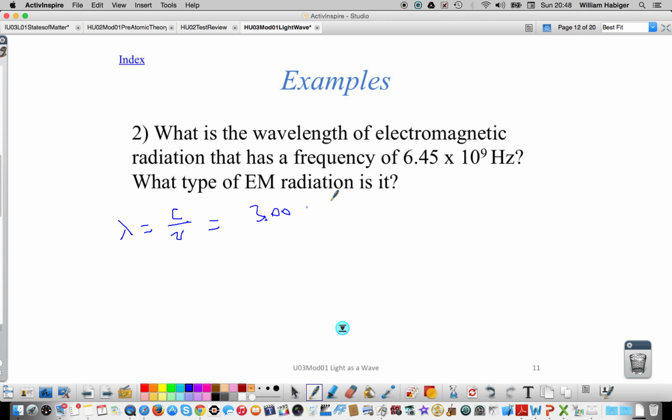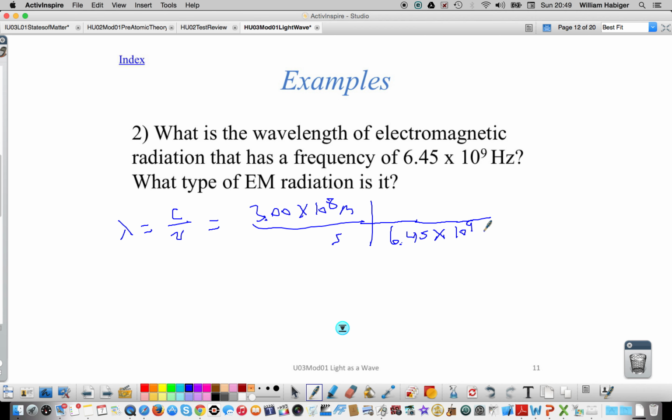3.00 times 10 to the 8th meters divided by seconds. So we're going to put seconds on the bottom. Okay, and then since we're dividing by frequency, we're going to put that on the bottom, 6.45 times 10 to the ninth hertz. Now, hertz is equal to 1 over a second. Okay, and so that's an inverse second.